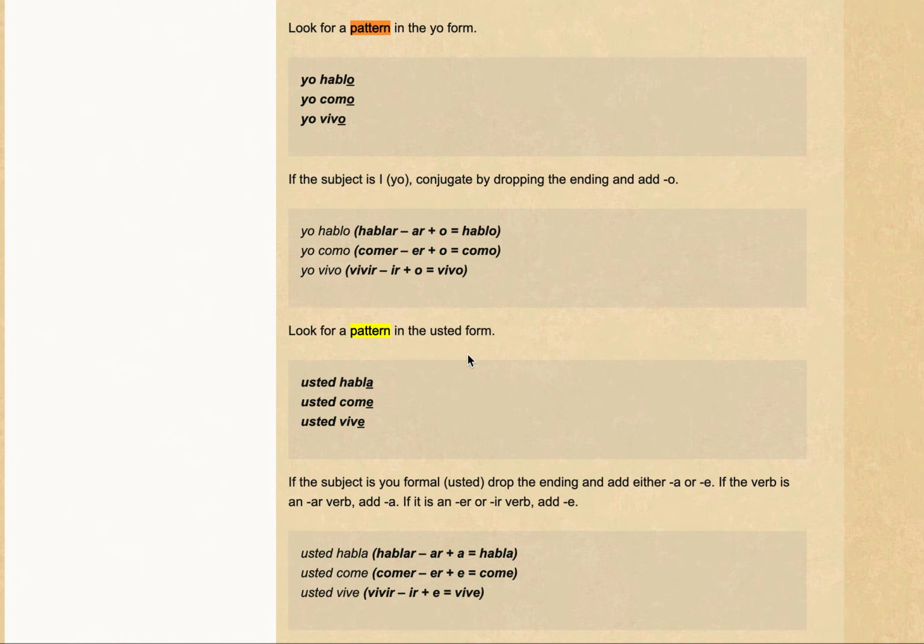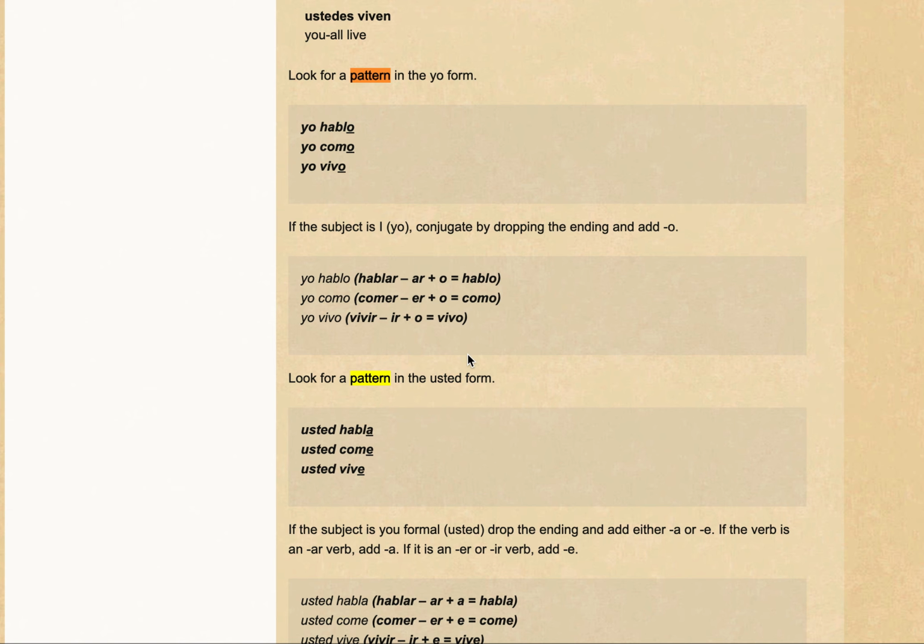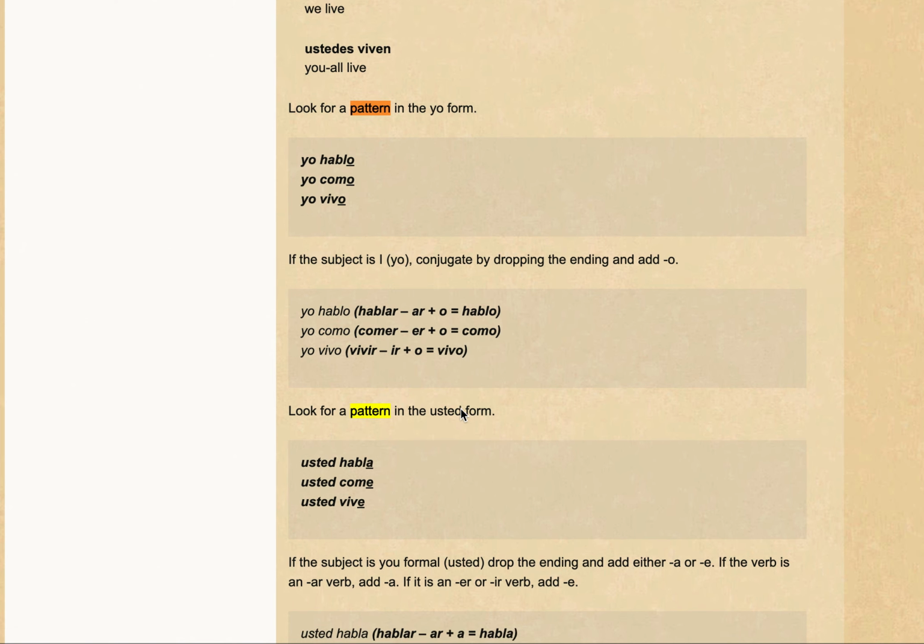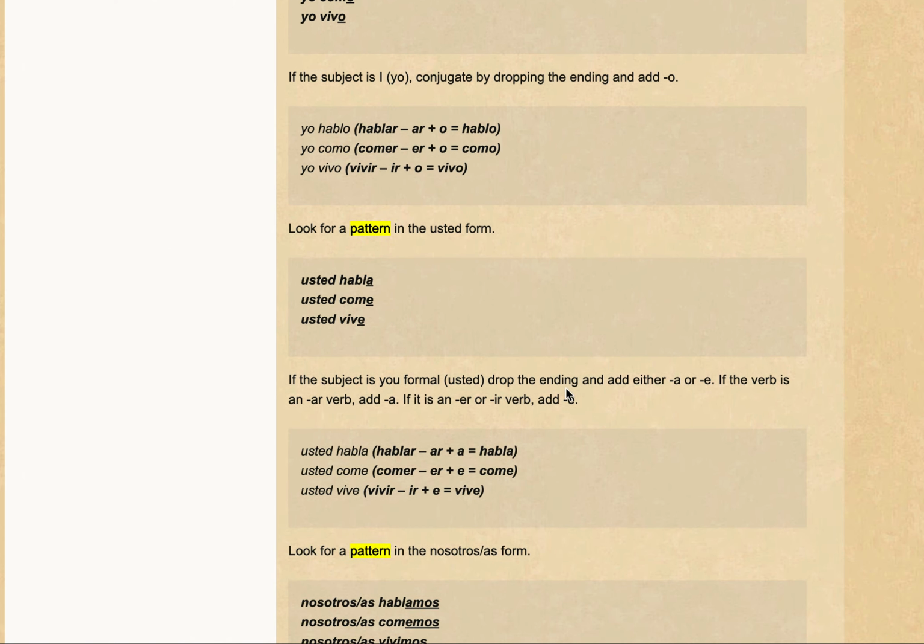And in terms of usted, you would drop the ending and add either an A or an E. If the verb is an AR verb, add an A. If the verb is an ER or IR verb, add an E, right?